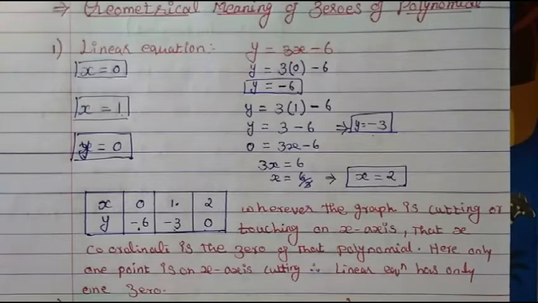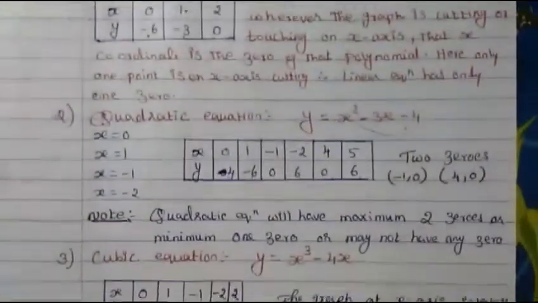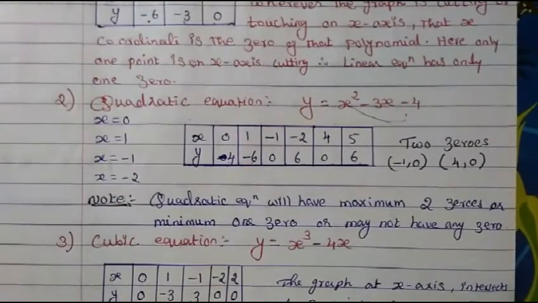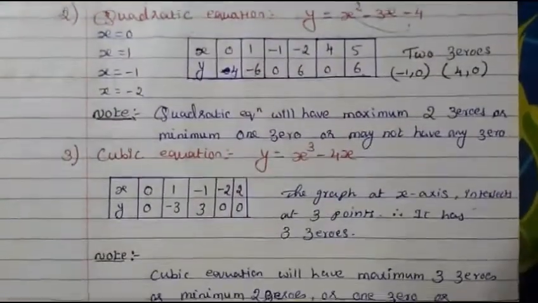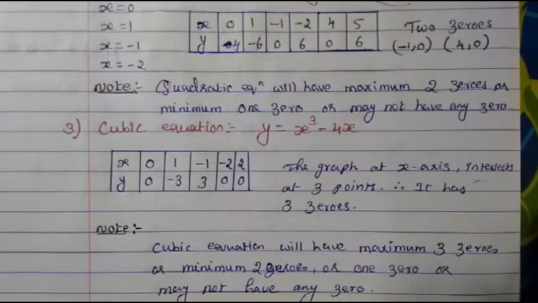So you have to draw the graph and see on the x-axis how many places the graph is intersecting. If it is a linear equation, there will be only one place where it will intersect. If it is a quadratic equation, you will see maximum 2 zeros, then less than 2 zeros. If it's cubic, maximum 3, less than 3, or may not have any zeros.